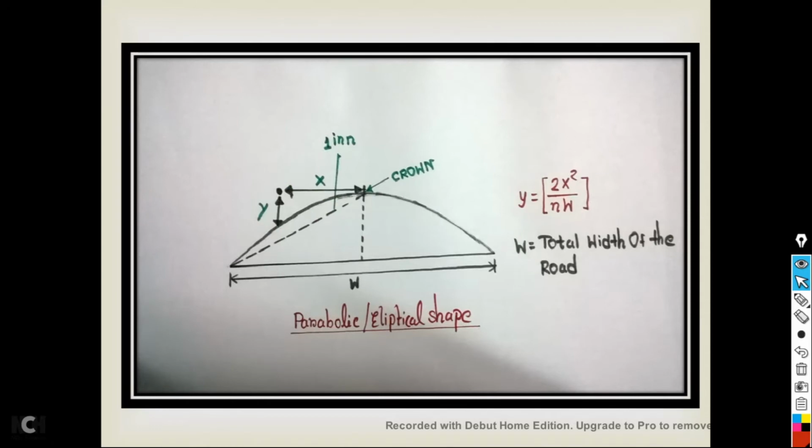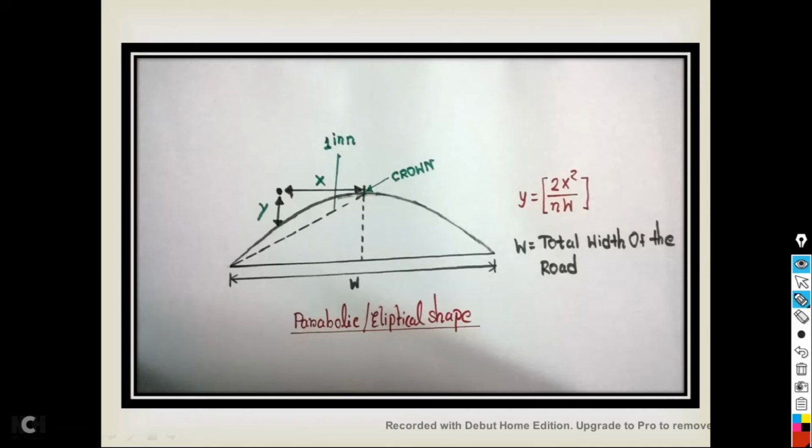The first one is parabolic or elliptical shape camber. Now you can see that it is a parabolic camber, and the topmost point is termed as crown, and the dotted line is termed as 1 in n. This basically defines the slope of this camber, 1 in n, and y is an arbitrary vertical distance, and x is also an arbitrary horizontal distance.